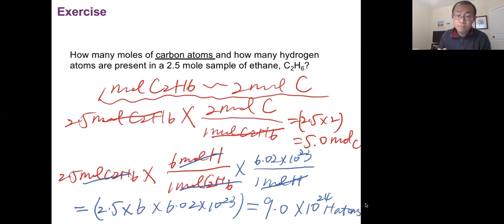The second one, they're not asking the moles of hydrogen. They're asking the number of hydrogen. But the number is related by moles. 1 mole is 6.02 times 10 to the 23rd. So I first still need to find out the moles of hydrogen. How do we get the moles of hydrogen? 1 mole of this guy has 6 moles of hydrogen. How do we know 6? Because it's C2H6. Then I further multiply a second conversion factor, cancel the moles to get the numbers.